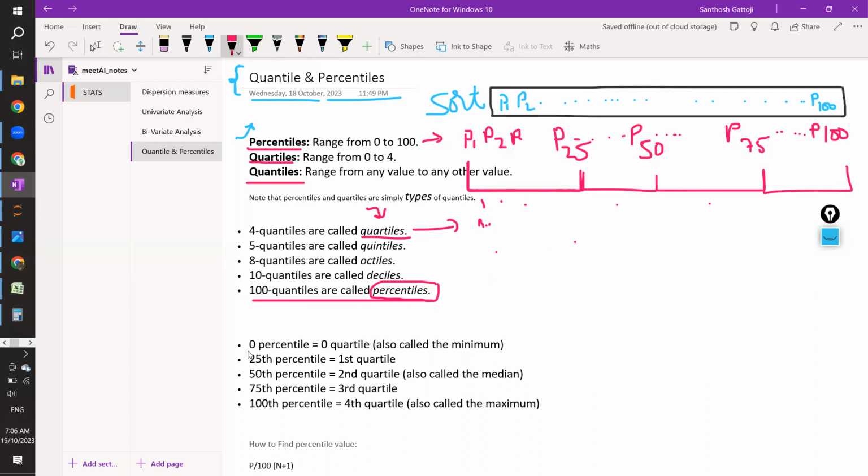Now 0 percentile means what? 0 percentile is 0 quartile. Okay, we'll see that. Now 25th percentile means what? This 25th percentile is also given a new name, that is quartile 1. We'll mention this as Q1, that's it. Then 50th percentile is also given another name, quartile 2. Now 75th percentile is given another name, quartile 3. And 100th percentile is given another name called quartile 4. Is this clear, guys? Let me know.